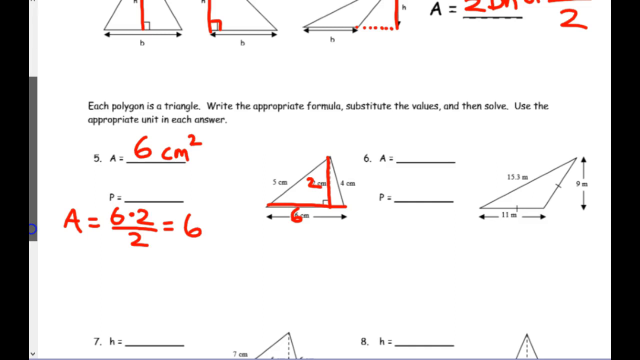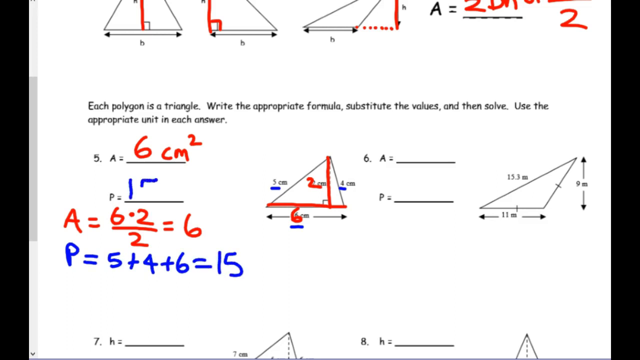What about perimeter? So notice, I have all 3 sides. When you do perimeter, ignore the height. For perimeter, you're going to use this, this, and this on the outside, not the inside. 3 sides, right? So for perimeter, 5 plus 4 plus 6 is 15. 15 centimeters. You're just adding up the sides for perimeter. Okay?